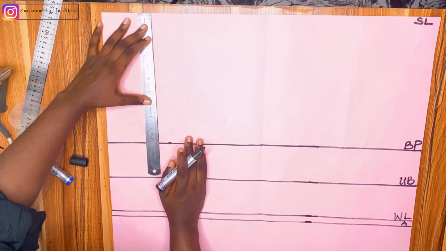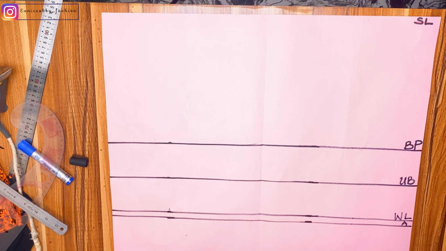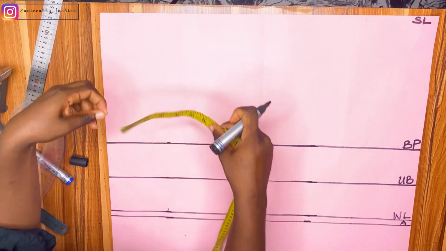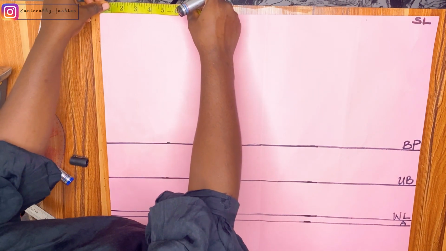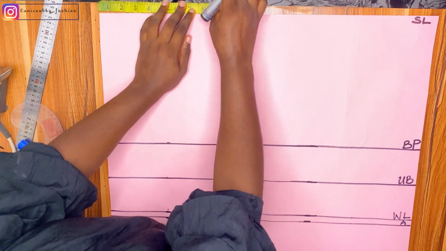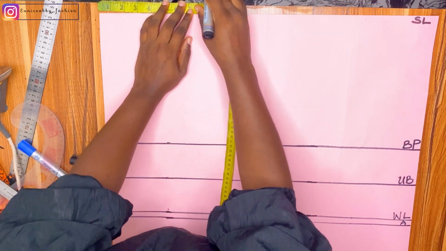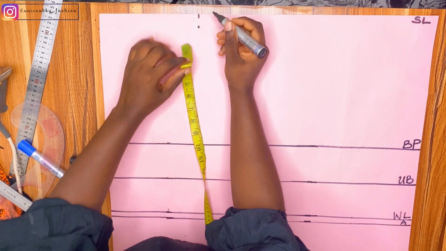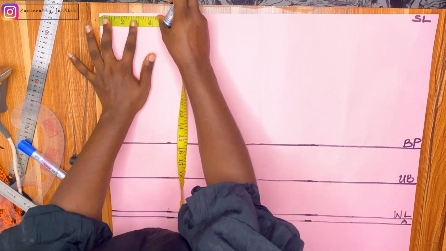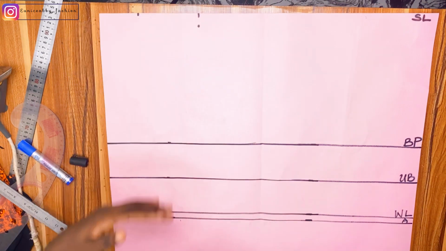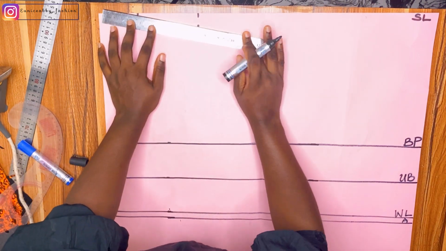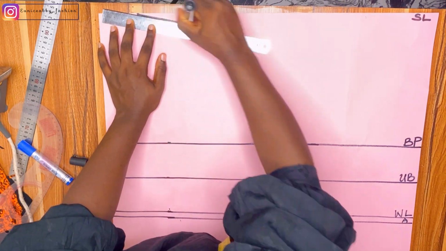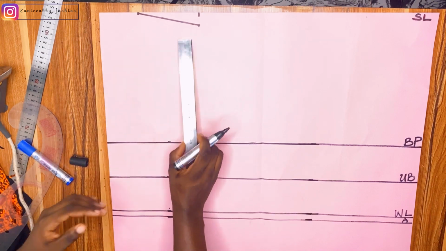Okay, the next step is to mark my shoulder width divided by 2. My shoulder is 15, divided by 2 will give 7.5. So I went ahead to mark 7.5 on the shoulder line, and our shoulder is not straight, so I'll go down by 1 inch from that point. Then the neck width I'm working with is 3 inches.